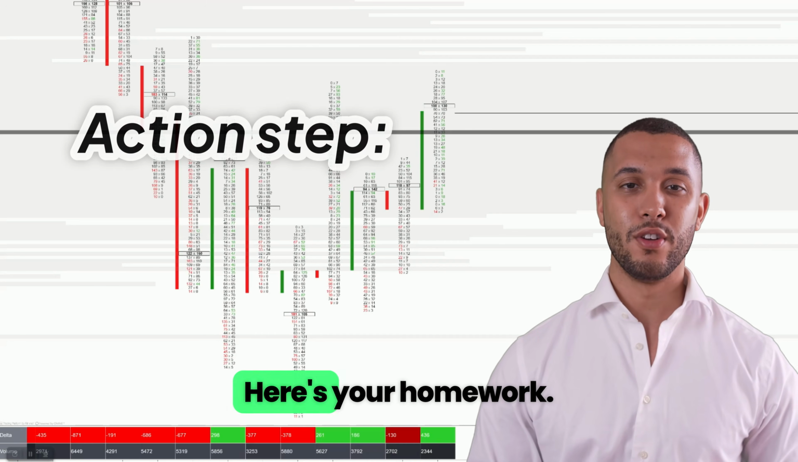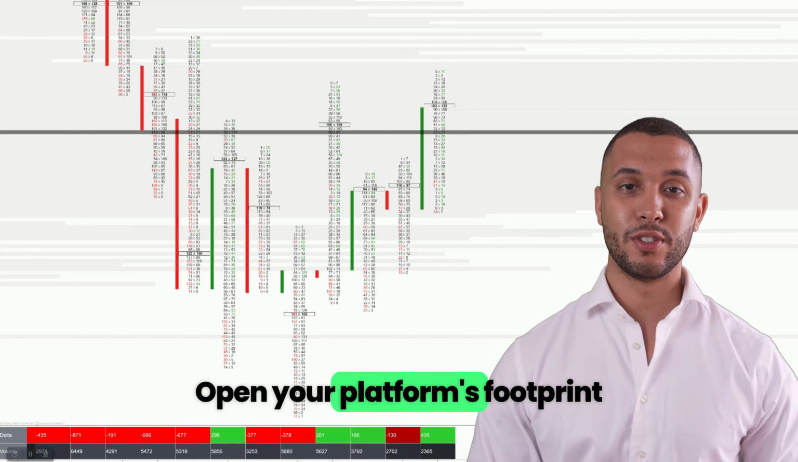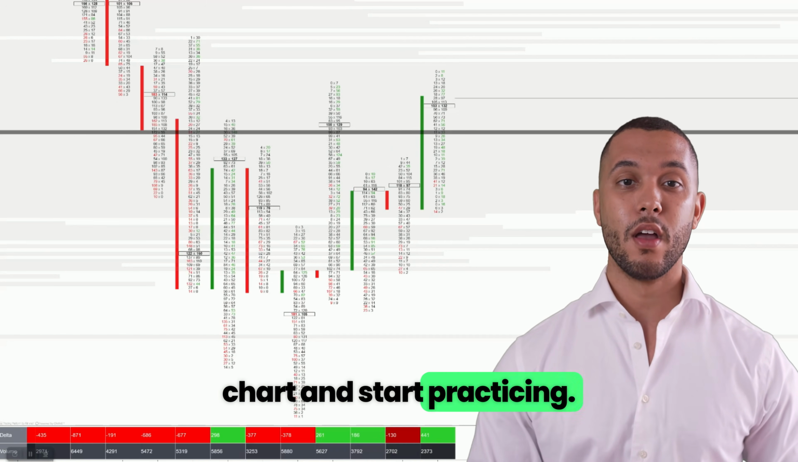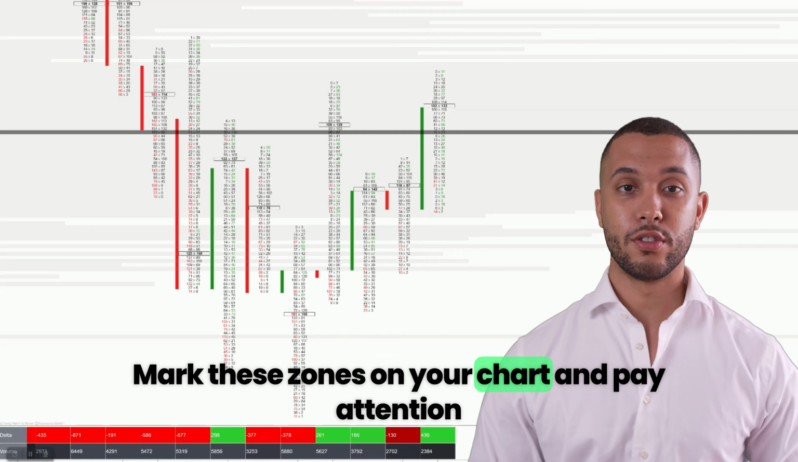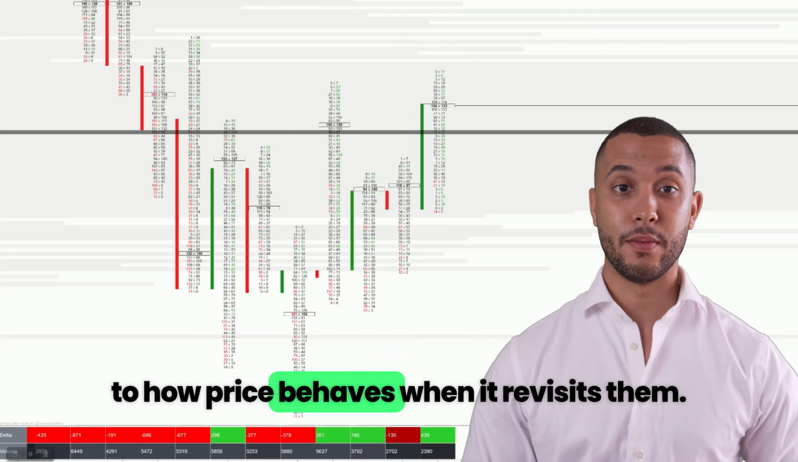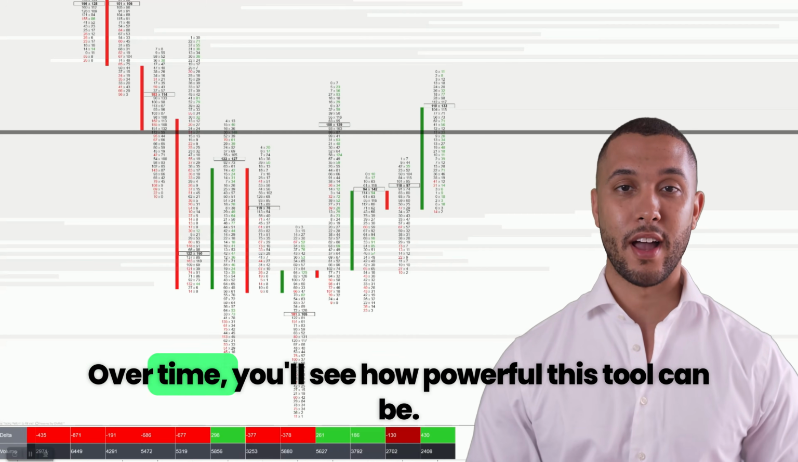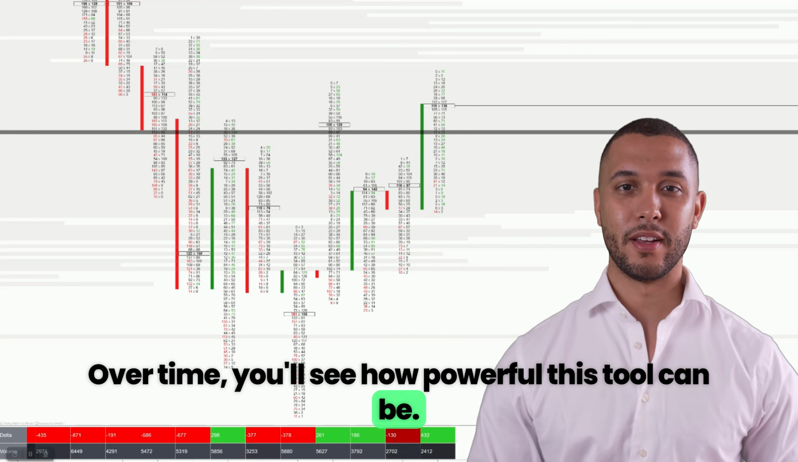Action step. Here's your homework. Open your platform's footprint chart and start practicing. Look for imbalances and volume clusters. Mark these zones on your chart and pay attention to how price behaves when it revisits them. Over time, you'll see how powerful this tool can be.